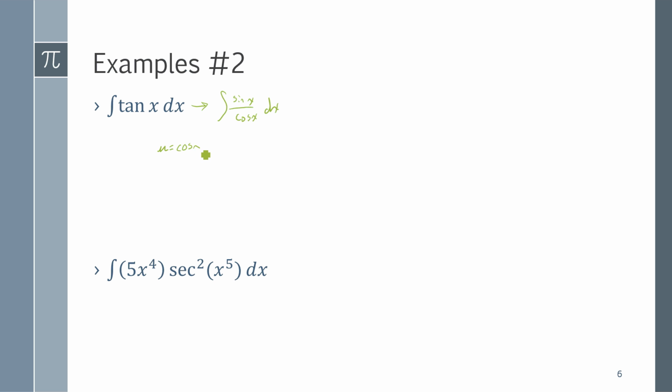So u is equal to the cosine of x. So du dx is equal to negative sine of x. And dx is equal to negative 1 over the sine of x du. So nothing replaces my sine of x. Cosine of x is replaced by u. Dx is replaced by negative 1 over the sine of x du. And I can now see that sine of x is going to cancel sine of x. So I have the negative integral of 1 over u du.